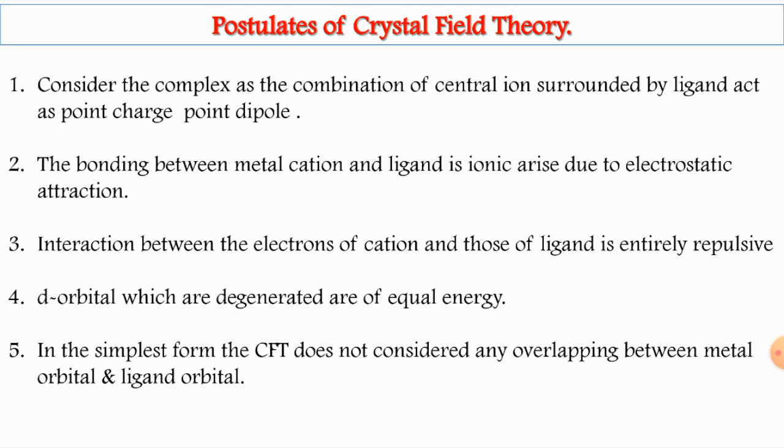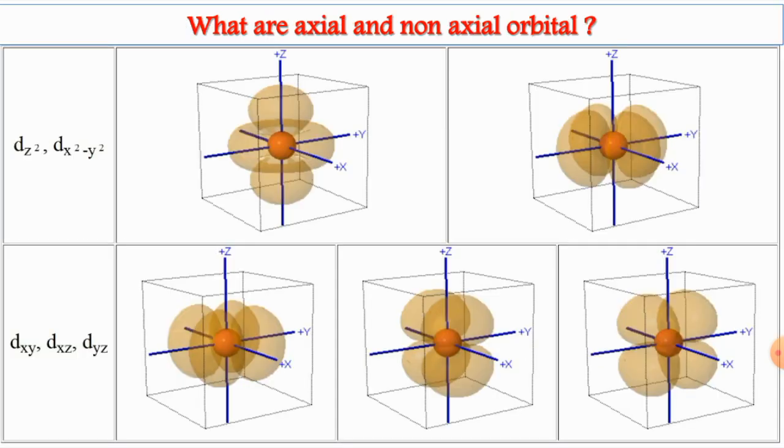Basically, crystal field theory does not involve any kind of overlap, which is there in valence bond theory. This is the basic difference between CFT and VBT. In a simple way, the metal ion interacts with the ligand, and that interaction leads to the formation of a complex.